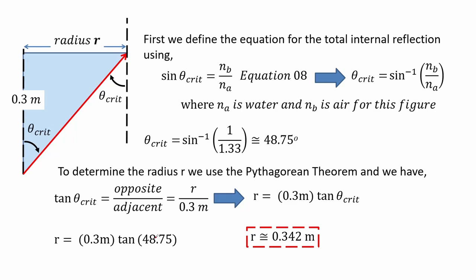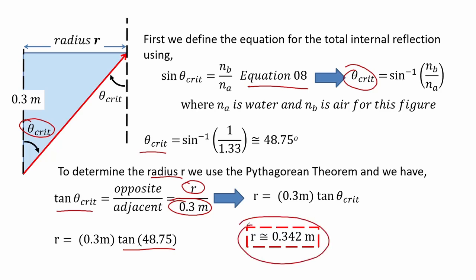First we define the equation for the total internal reflection for this scenario. Using equation 8, which was derived using Snell's law, we are able to find the value of the critical angle. We then determine the radius r using the tangent of the critical angle. The tangent of the critical angle is equal to the opposite over the adjacent, which is r over 0.3 meters. Rearranging the equation, we get an expression for the radius r, and it is about 0.342 meters. So this is the largest circle at the surface through which light can emerge from the water.